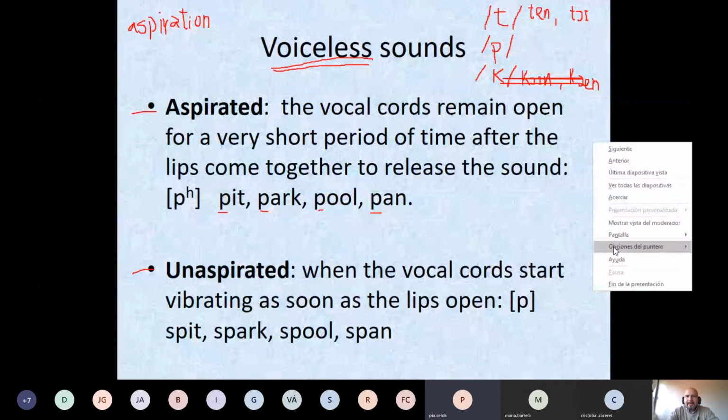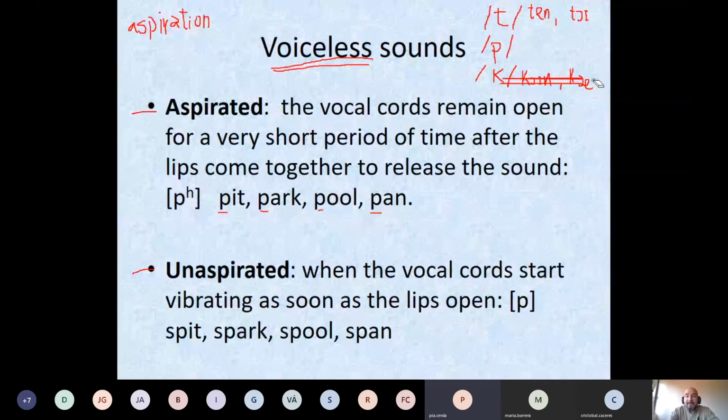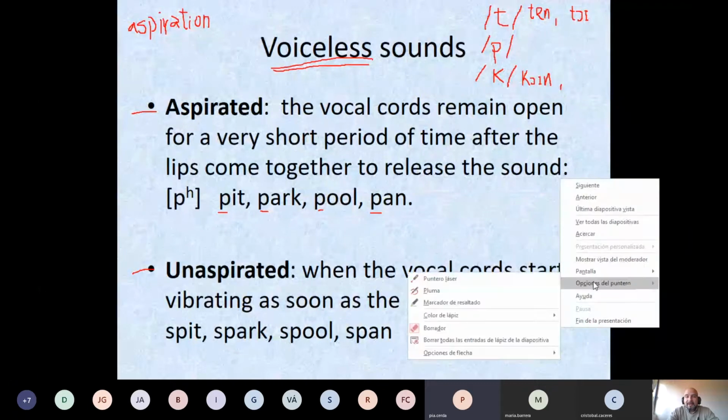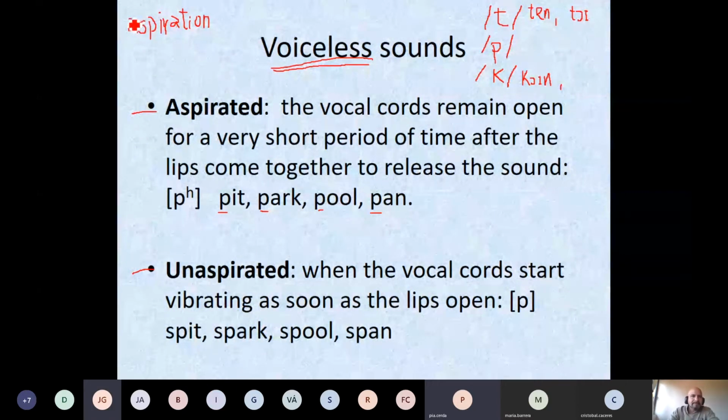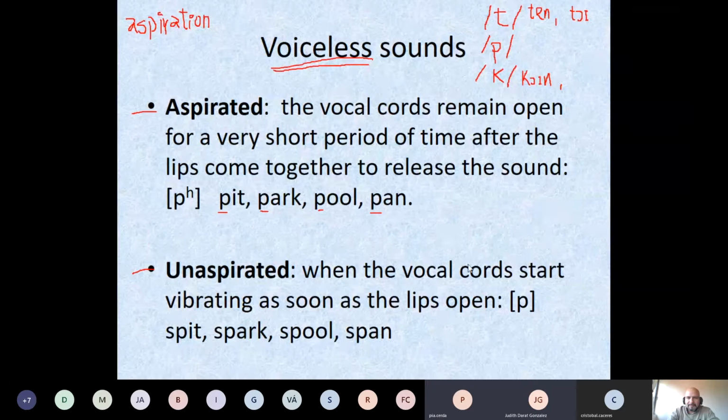I'm sorry, there was a question. Was there a question here? Isabel, was it a question? No, teacher, I have a question. ¿Me escucha? Okay. Also, the H could be in cases like the P.